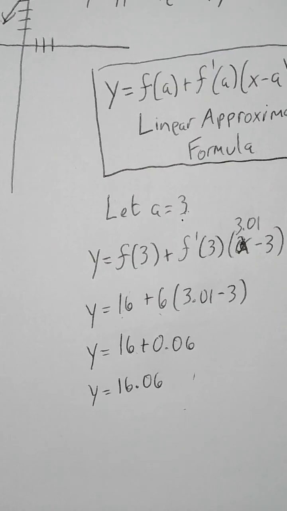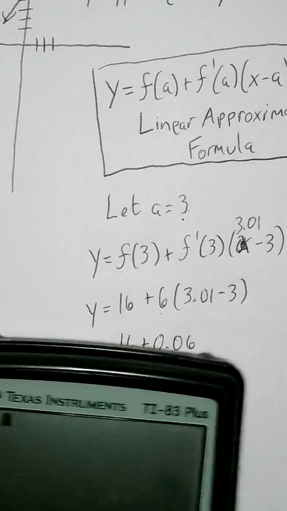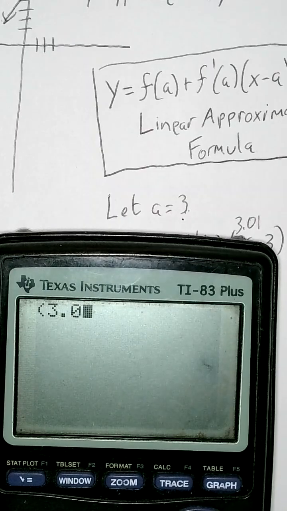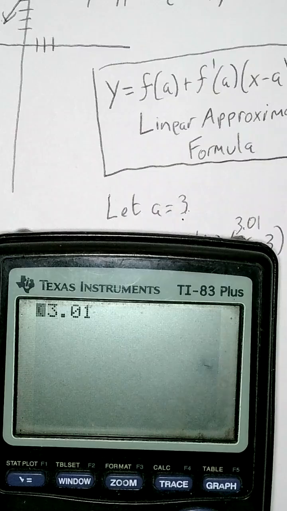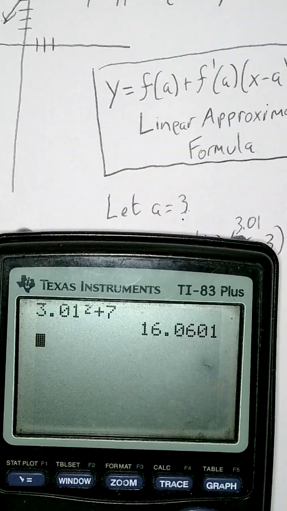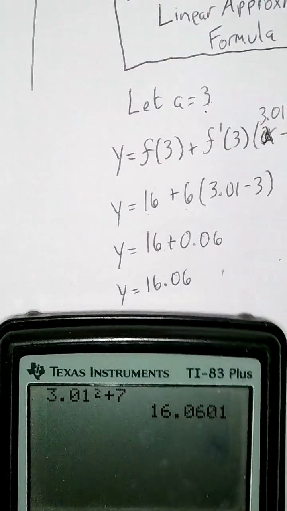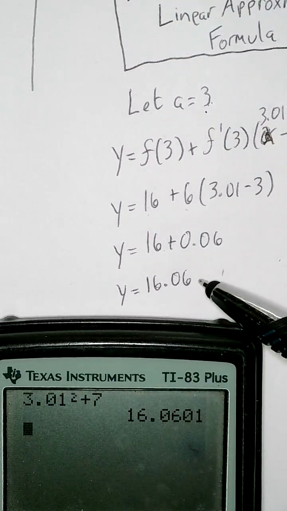Now, let's see how close we were. Let's see what the actual value at 3.01 is. Our function was f of x equals 3.01, not negative, point. There we go. I don't even need parentheses. That is going to be squared plus 7. Let's see what the actual value is. 16.0601. Would we agree that this is a good approximation of the value?